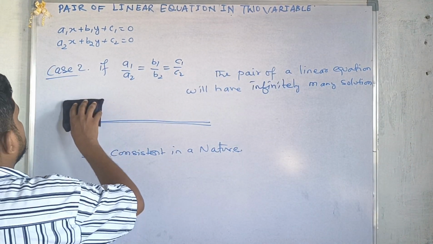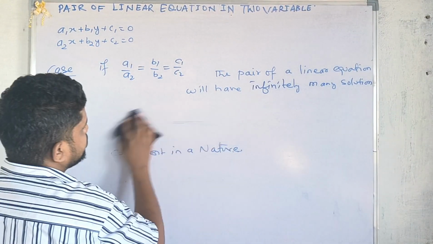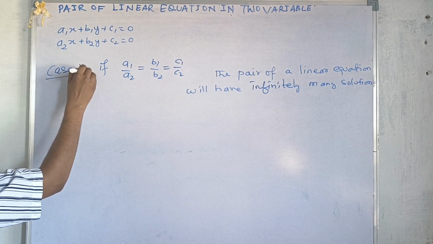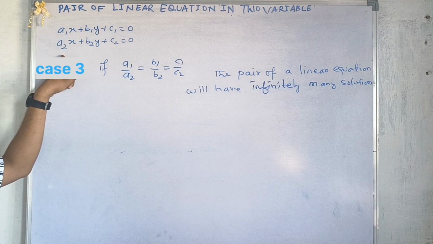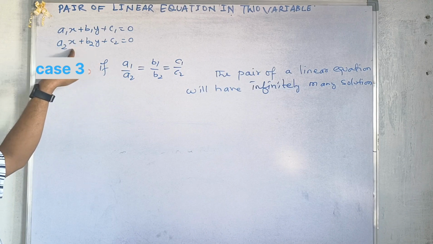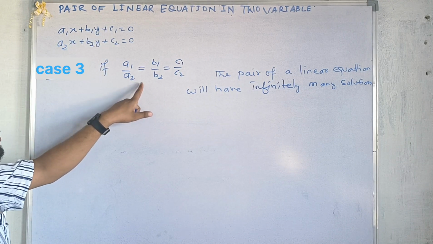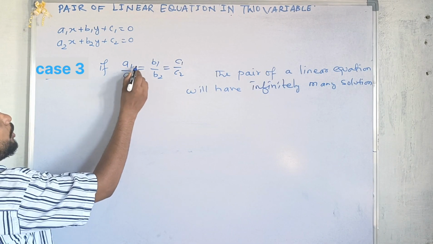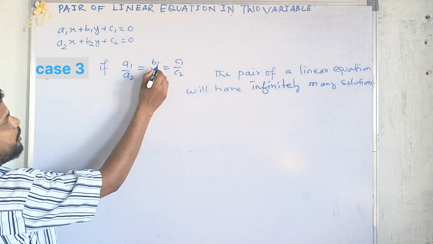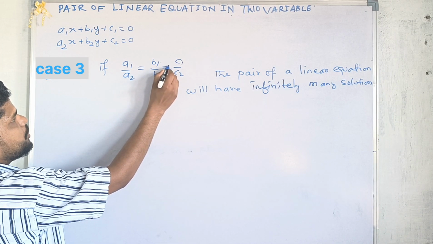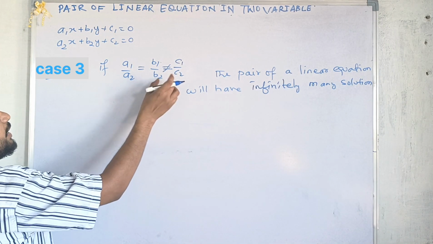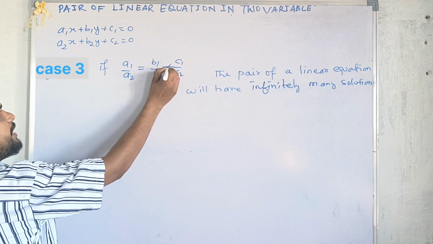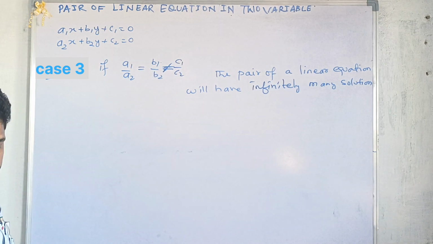Case 3 says that if the ratio of the coefficient of x and the ratio of the coefficient of y are equal, but they are not equal to the ratio of the constants, that is A1 upon A2 is equal to B1 upon B2, but B1 upon B2 is not equal to C1 upon C2, meaning this second equality will be unequal. This is not equal, so it is called unequal.